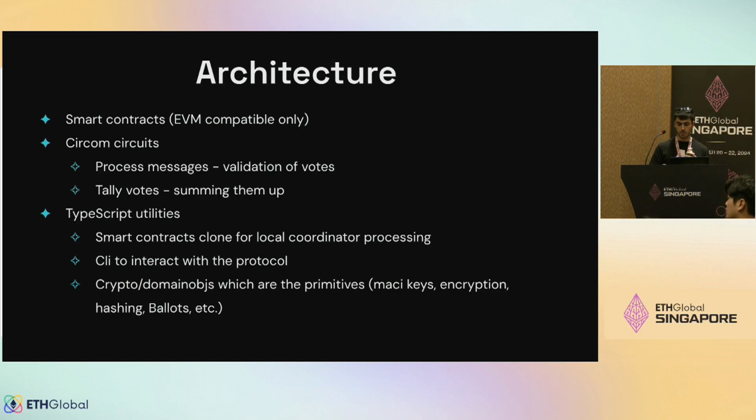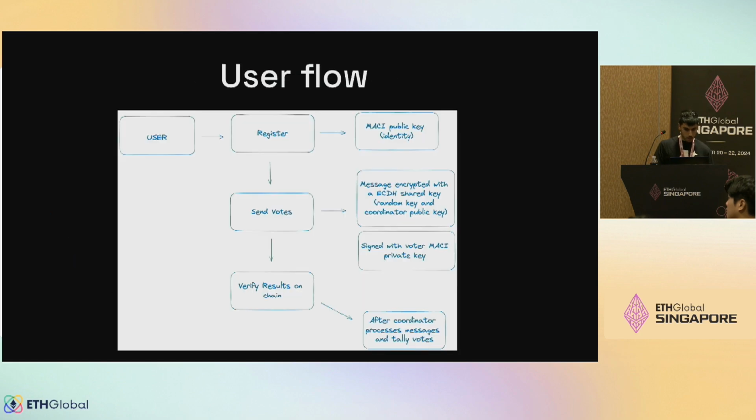Right, so MACI is a private voting protocol. You can use it to run on-chain polls. These are the main properties. Collusion resistance: you have a coordinator role, and only they can be certain of the validity of a vote. So collusion becomes very difficult.